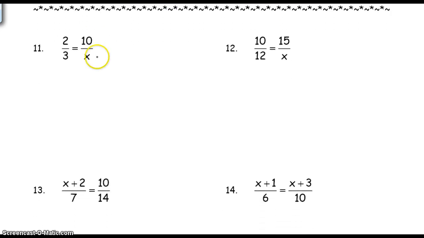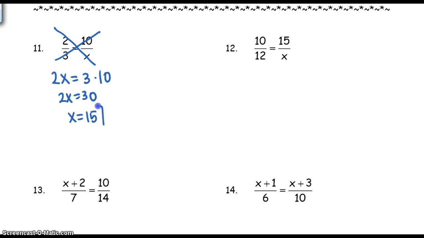So let's move this down. And let's just do number 11. So we're going to have 2 times x equals 3 times 10. So we'll have 2x equals 30. Divide by 2 and get 15.